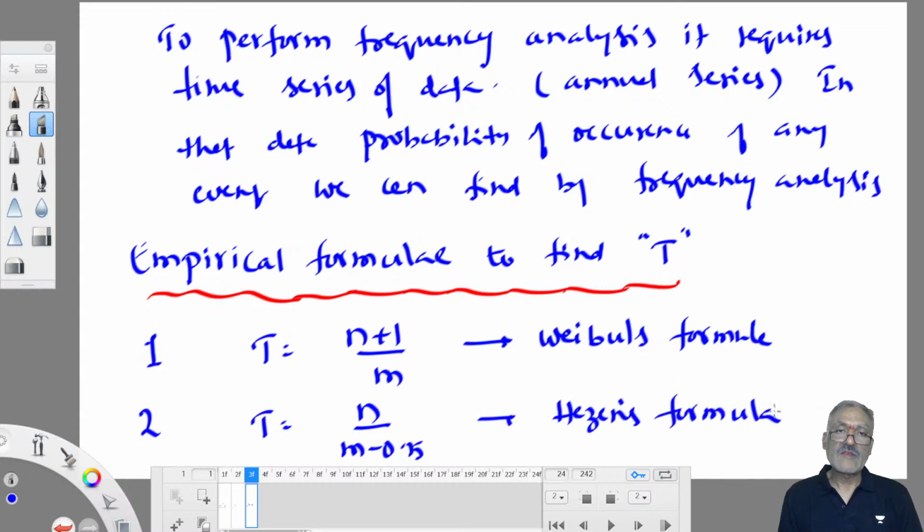Sometimes they will mention which formula to be used to work out T. If nothing is mentioned, then the best among the available formulae is Weibull's formula. By default we use Weibull's formula. If they are particular about any one formula, for example work out T by Hazen's formula, then we use Hazen's formula. All these formulae don't give the same T value, but they give close values.